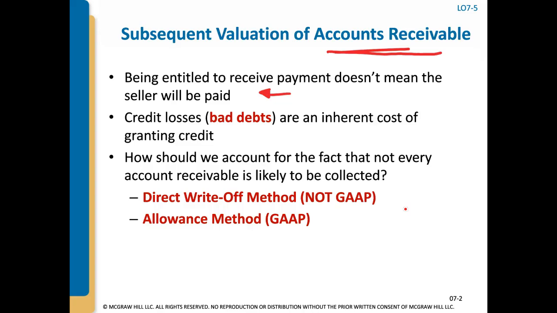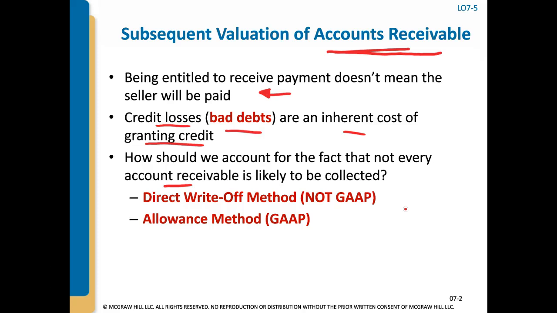And so these costs are called credit losses or bad debts. They're just a cost of granting credit. When we allow people to buy products on credit, it's just a cost. It's really a cost of any company. So the question is, how do we account for the fact that not every dollar of accounts receivable is going to be collected? And there's two methods.